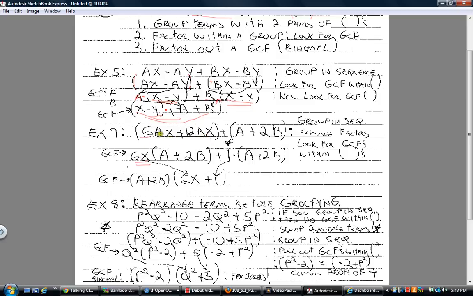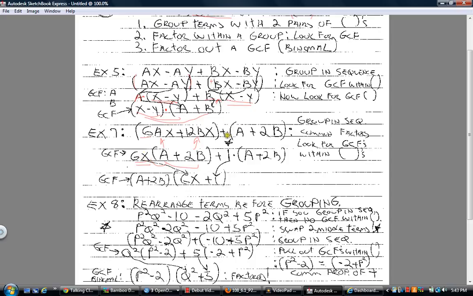X is in both, not the A, not the B, so you pull out the X. That's the GCF. Inside the parentheses, you're left with A, and you're left with 2b when you multiplied by the GCF of 6x. Okay, yeah, it looks cool.